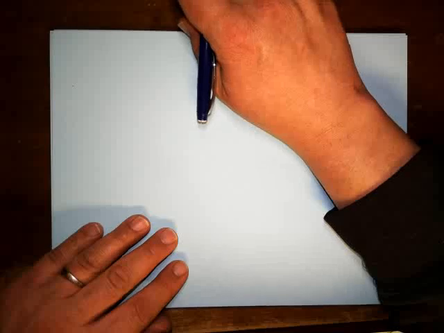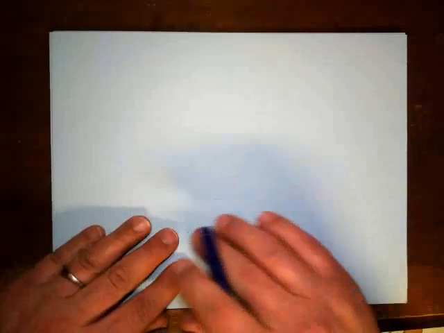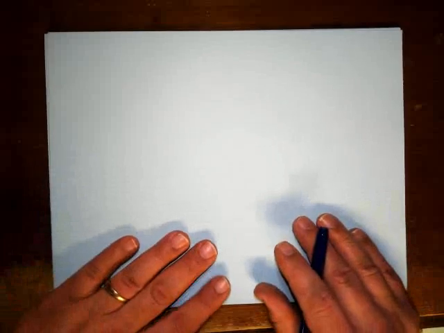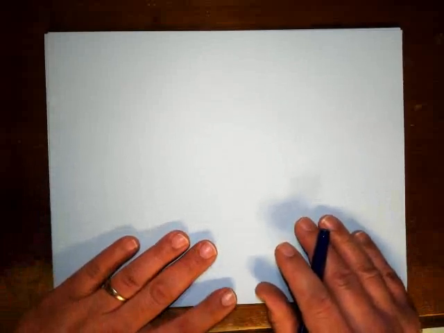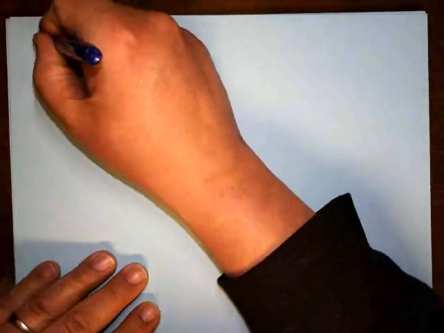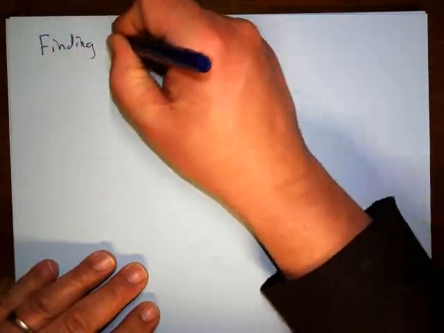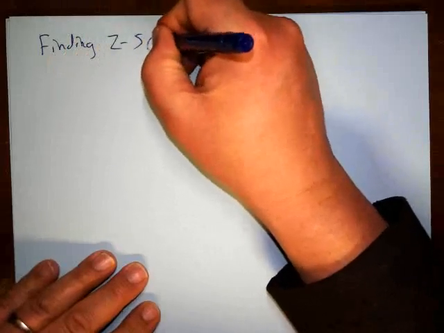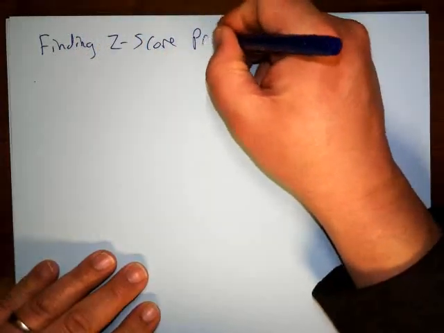Okay, we are going to look at how to find probabilities, how to find z-score probabilities using the standard normal table. Okay, so we can call this maybe finding z-score probabilities.